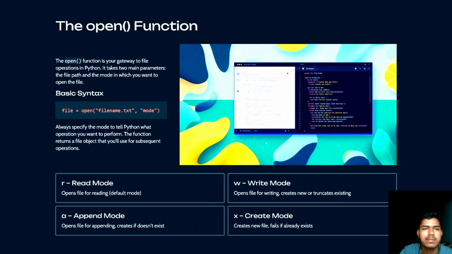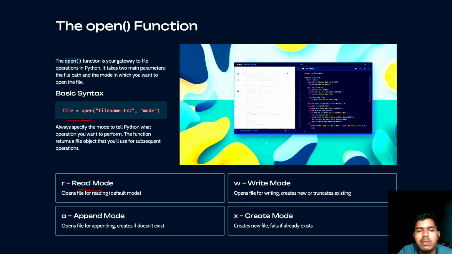The next one is the open function. The open function is your gateway to file operations in Python. It takes two main parameters: the file path and the mode in which you want to open it. The basic syntax is file = open("filename.txt", mode). Always specify the mode to tell Python what operation you want to perform. The function returns a file object that you will use for subsequent operations.